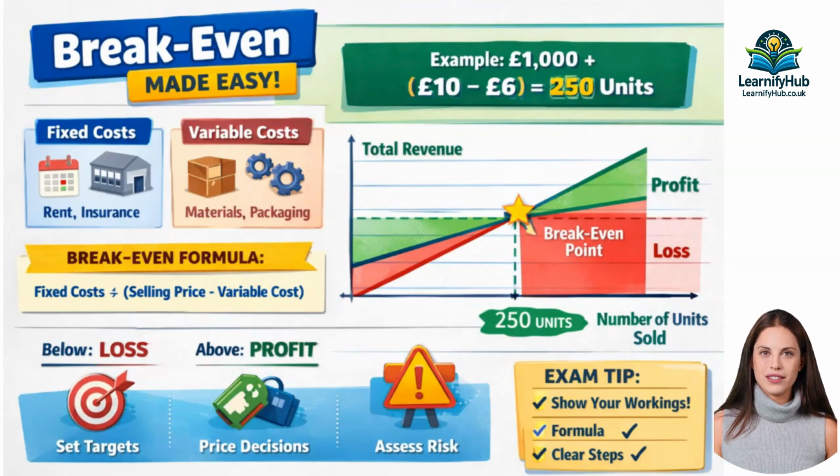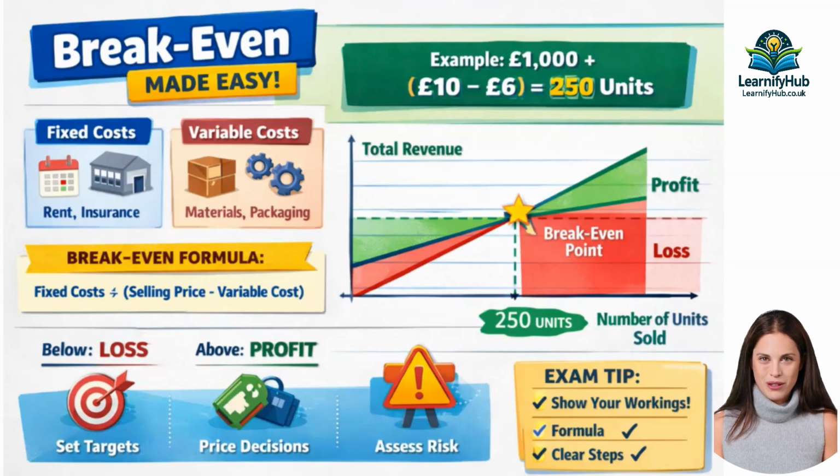Fixed costs stay the same regardless of output, such as rent or insurance, while variable costs change depending on how much is produced, like materials or packaging. The formula for break-even output is fixed costs divided by selling price minus variable cost per unit.